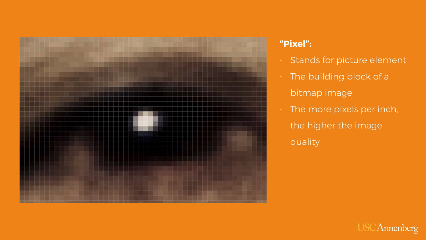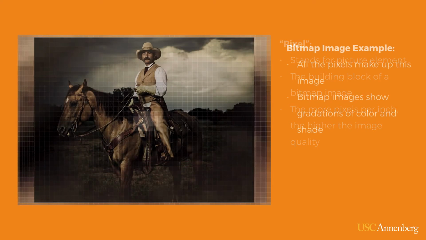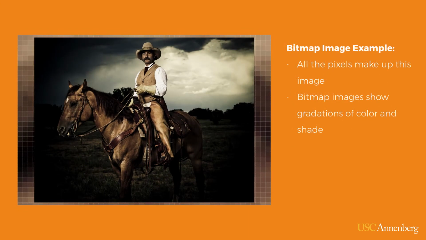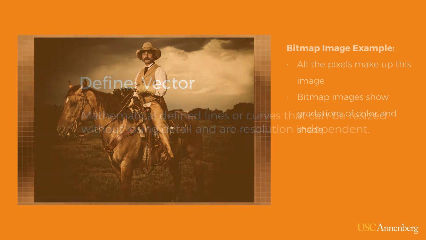image quality. In this example, we can see that every pixel is assigned a specific location and color value. And when zoomed out, we can see the entire image that is represented by square pixels. Bitmap images are excellent at rendering gradations of color and shade.